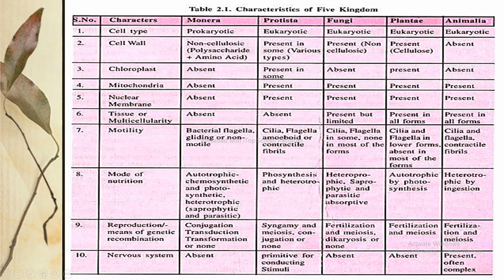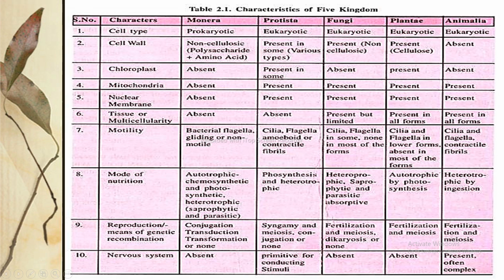absent, present, present, present and present. Nuclear membrane: absent, present, present, present and present. Tissue or multicellularity: absent, absent, present but limited, present in all forms and present in all forms. Motility: bacterial flagella, gliding or non-motile; cilia, flagella, amoeboid on contractile fibrils; cilia and flagella in some, none in most of the forms; cilia and flagella in lower forms, absent in most of the forms; cilia, flagella and contractile fibrils.